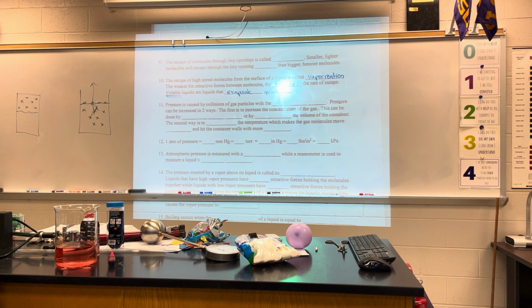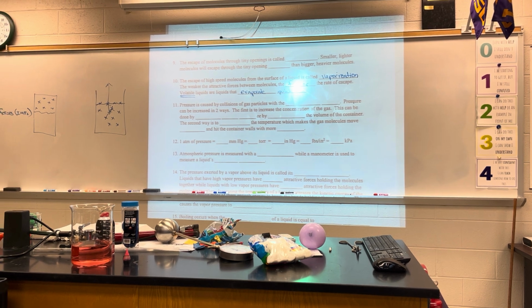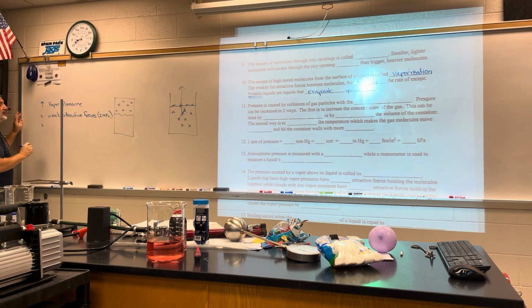I think we actually did this when we were doing IMF, but I want you to know this relationship, and just put it somewhere on the notes, on the side. The higher the vapor pressure means weak attractive forces, IMFs. And what does that mean about the boiling point?